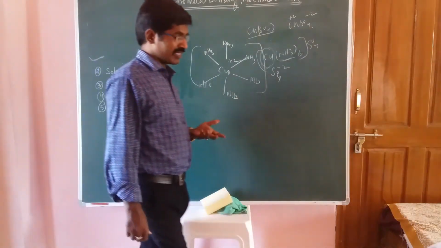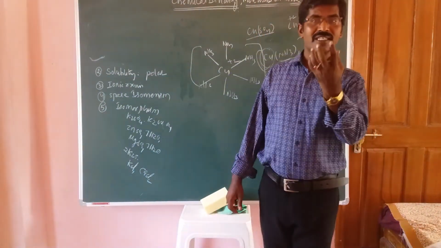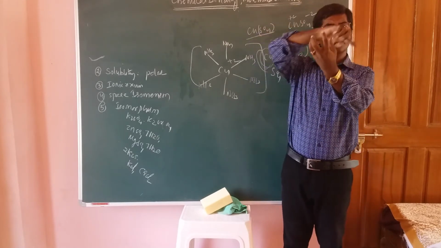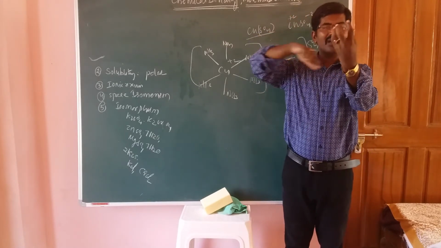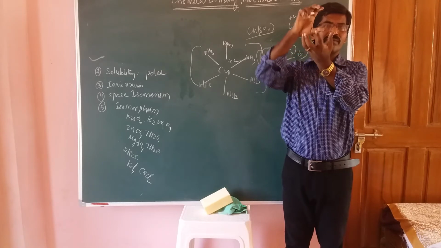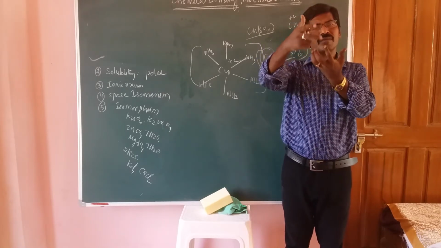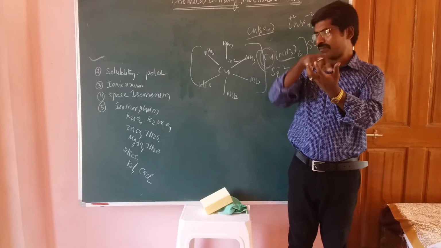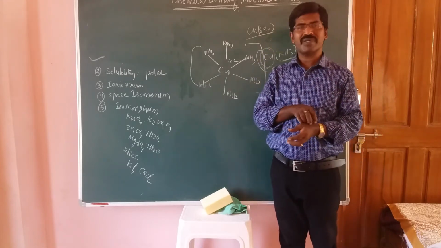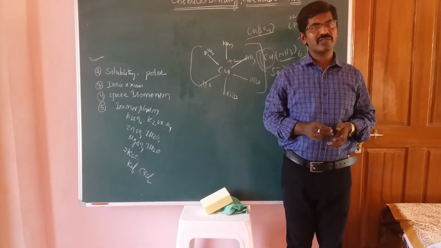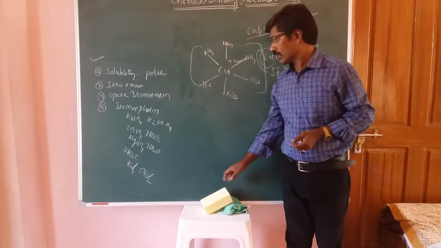Okay students, space isomerism: the atoms, molecules or ions which surround the central metal or central ion. Around the central metal, a number of atoms are bound to that central element in space. That is called space isomerism.